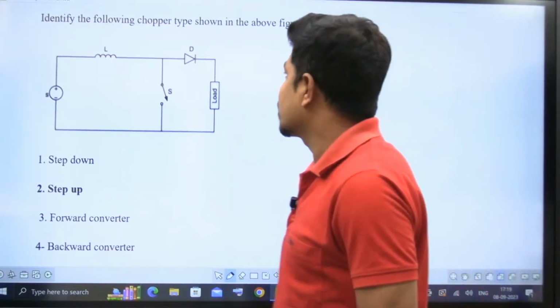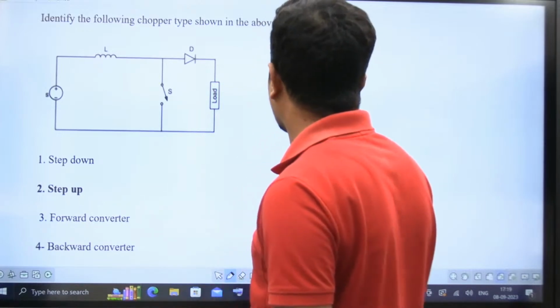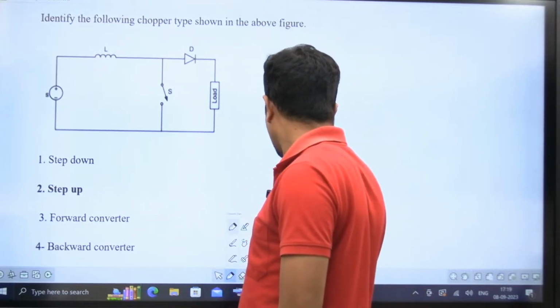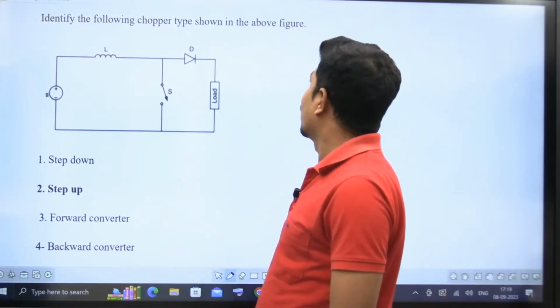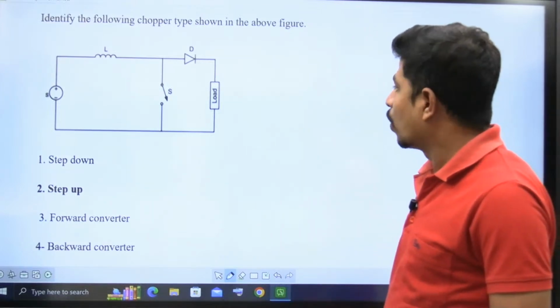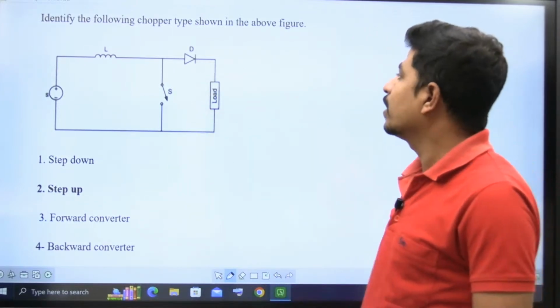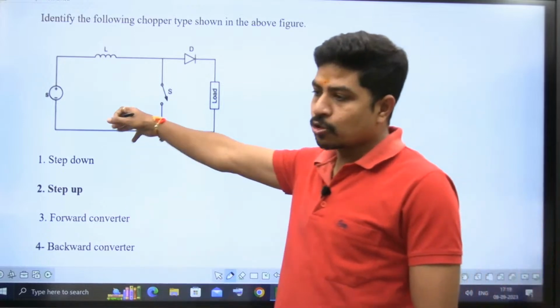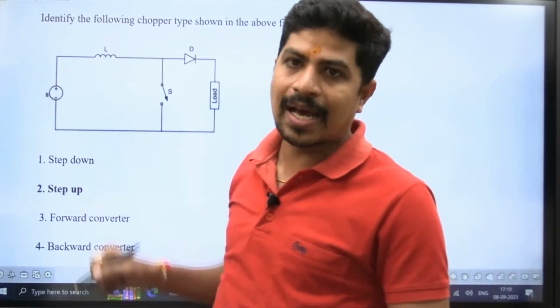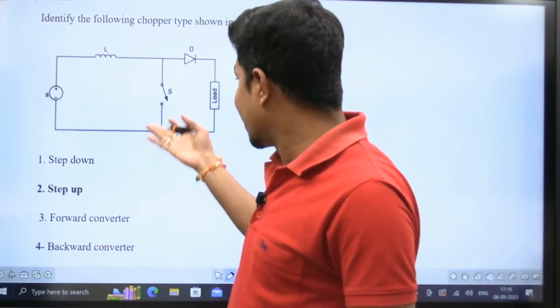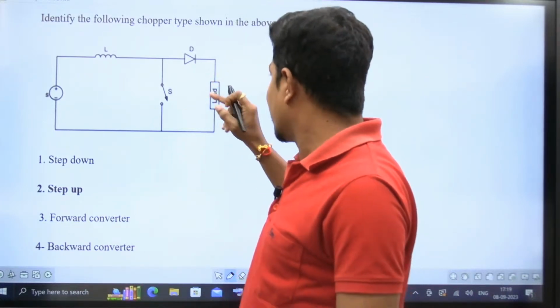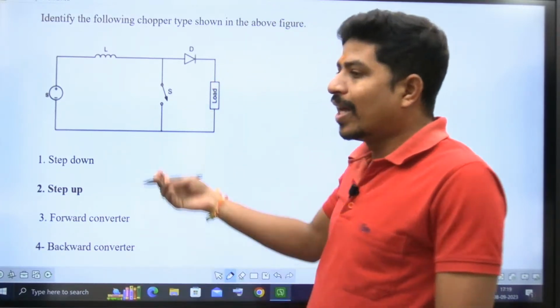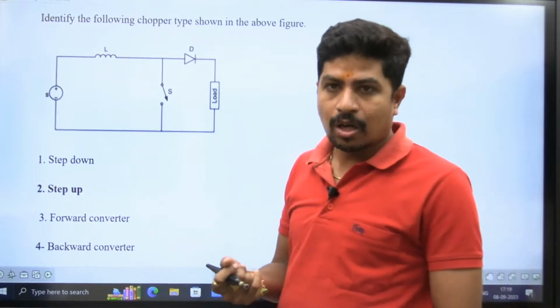The next question is, identify the following chopper type in the figure below. In the figure below, he has given one circuit. He's saying that this is a chopper. What kind of chopper is this? He's asking. So there is a source, there is an inductance, there is a shunt switch, there is a diode, and there is a load. Now let's verify what kind of chopper it is.